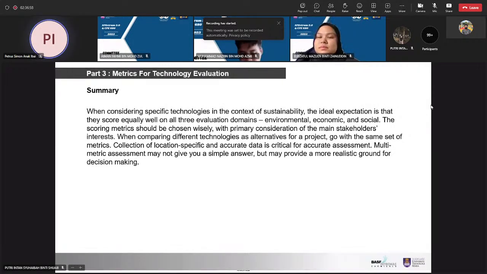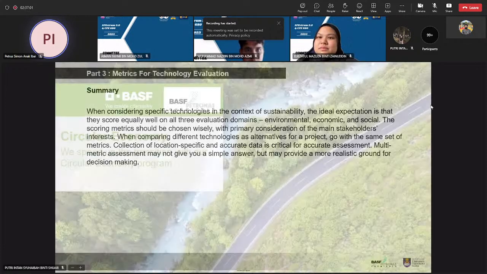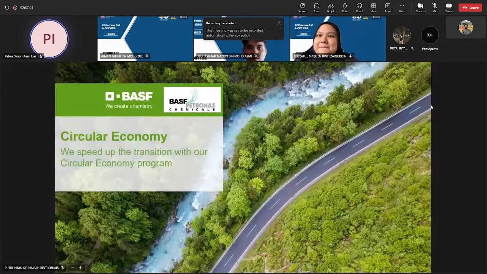Now we're going to the applications from the BASF and Petronas views. So this is the approach from BASF Chemical, from the BASF group. We call it the circular economy. The target of the circular economy, basically, is to speed up the transition from the least sustainable into a sustainable approach through the circular economy programs. Okay, next.